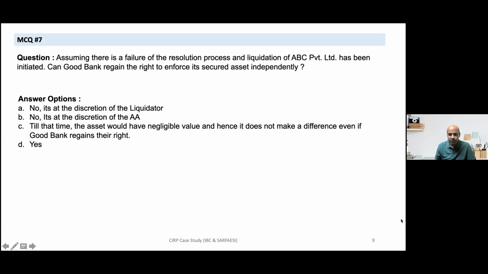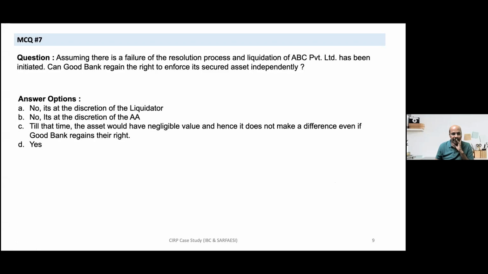So I suppose question number 7, answer is D. Okay. Prince Sony is saying D. Neha Kedia D. Amit, yes, D. Okay. Anybody having something else? Siddharth ji is saying B, no, it's at the discretion. Okay. D. Okay.